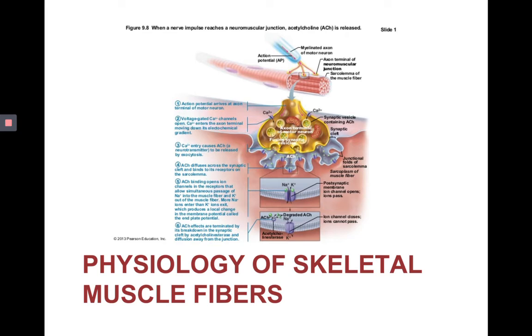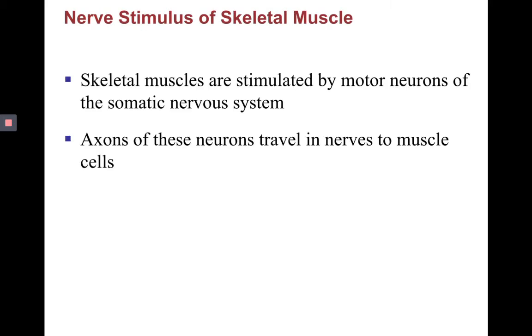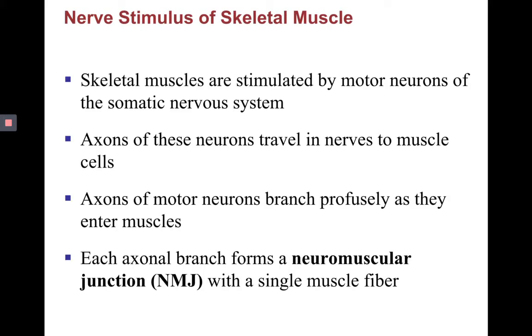Alright, so that's a brief introduction for what we're working towards, which is the cross-bridge cycle where myosin and actin bind. But let's take a step back and start at the beginning with the initial stimulus for muscle contraction. So we're going to be looking more now at the physiology of skeletal muscle fibers. It all begins with a nerve stimulus. This is a nerve stimulus coming from a somatic nervous system motor neuron.